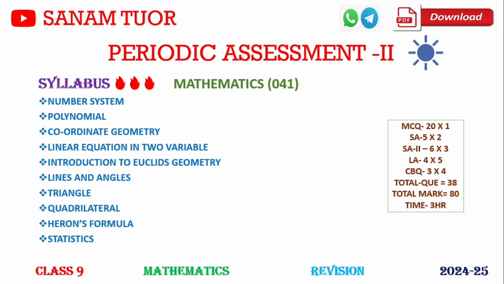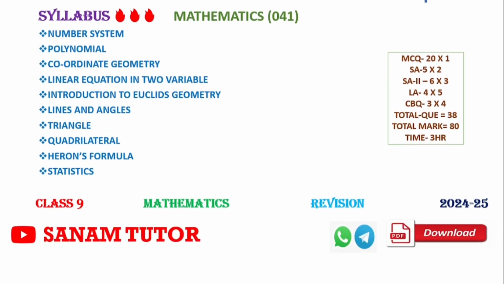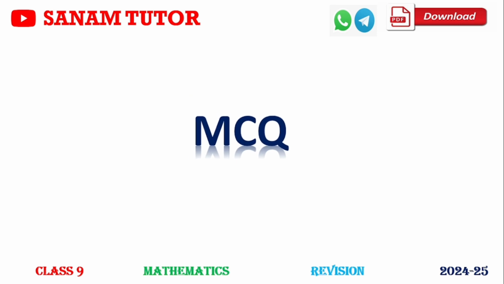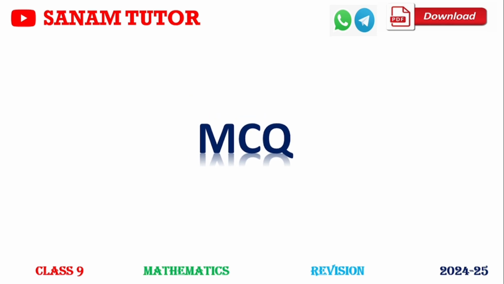This is the syllabus for your half year examination. The pattern is: total number of questions: multiple choice, 20 marks; sub type questions 5, that is 10 marks; 3-mark questions 6, that is 18 marks; long questions 4, that is 20 marks; CBQ 3, that is 12 marks. Total number of questions 38 and total marks 80. Time is 3 hours. So let us first discuss some important MCQs.